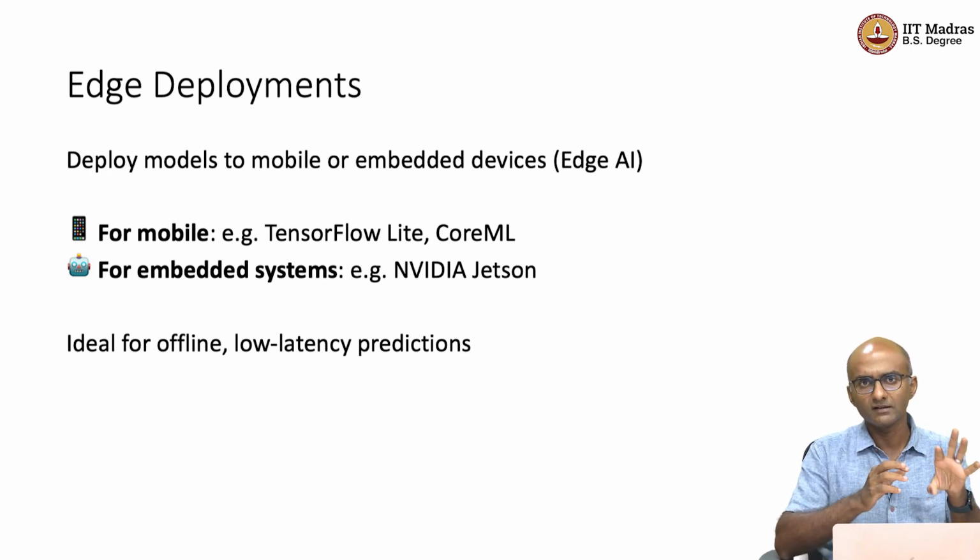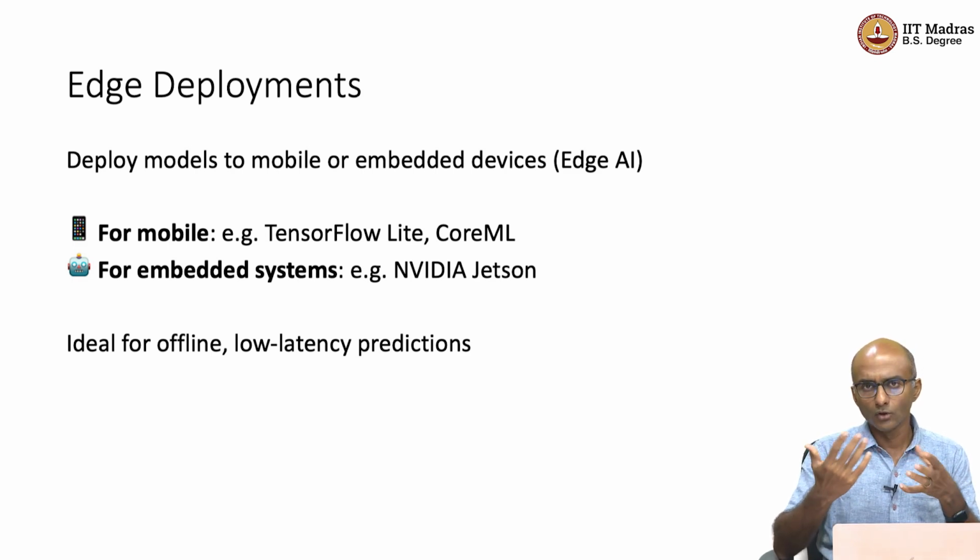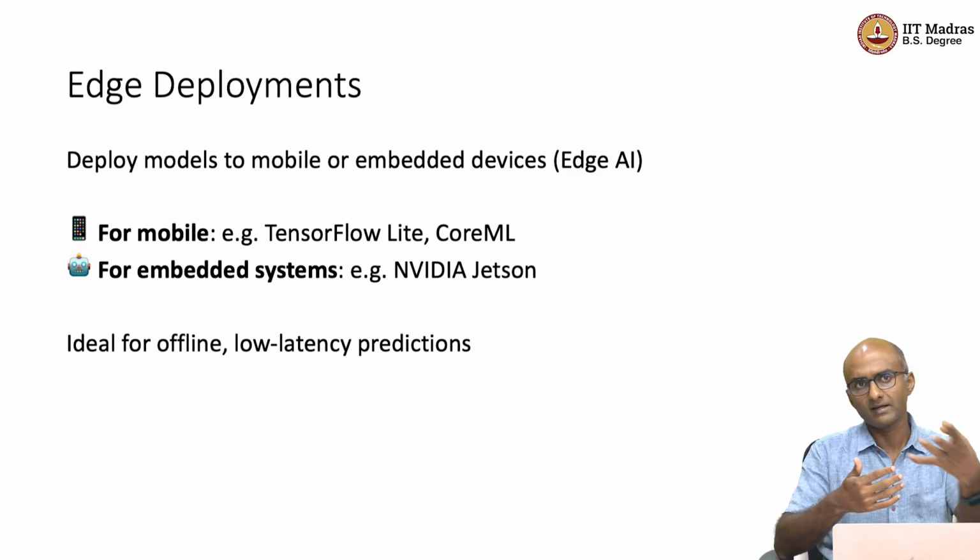So offline is the other angle here. I should be able to operate Siri on my phone without my phone requiring internet access. How is that possible? How much intelligence can be embedded within it? So those are the considerations that typically arise when we talk about edge deployment options.